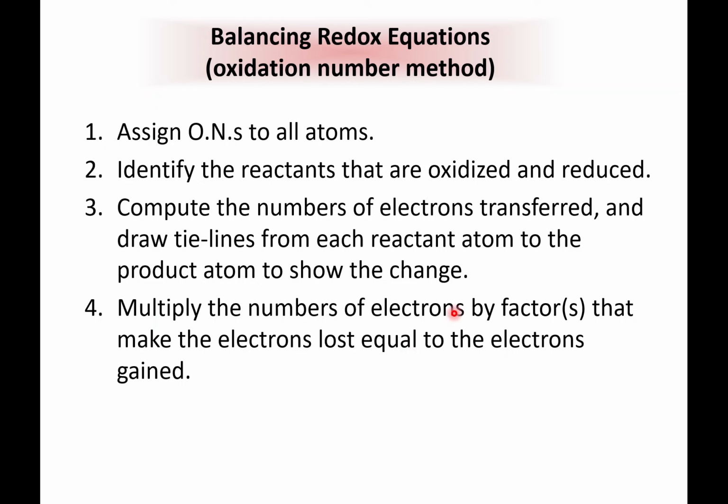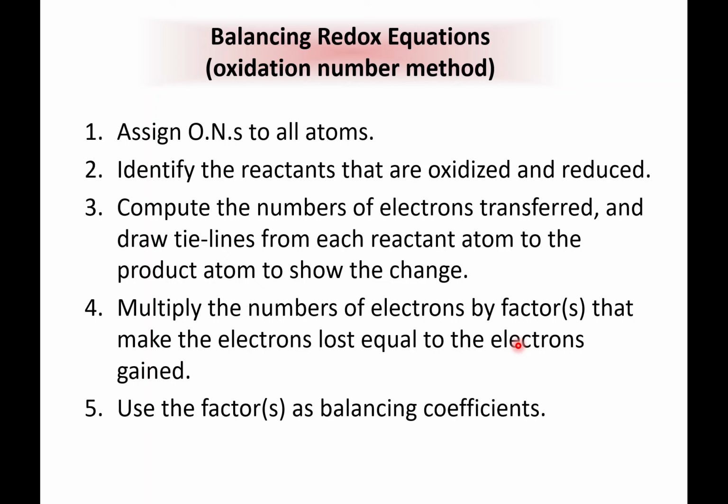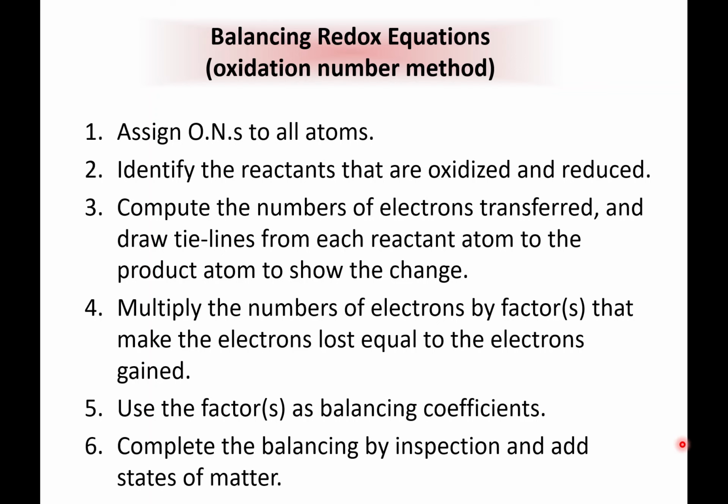Then you need to make sure that the number of electrons that are lost by one thing equals the number of electrons that are gained by the other thing. Okay, and to do that, you multiply the number of electrons by a certain factor so that they're equal, if they're not already equal. You use that factor to balance the coefficients in that chemical equation. And then you complete by balancing by inspection.